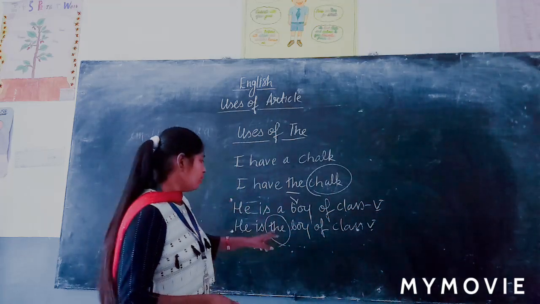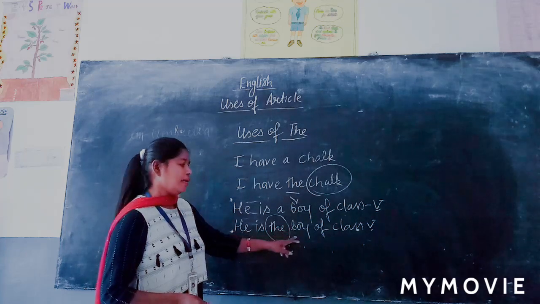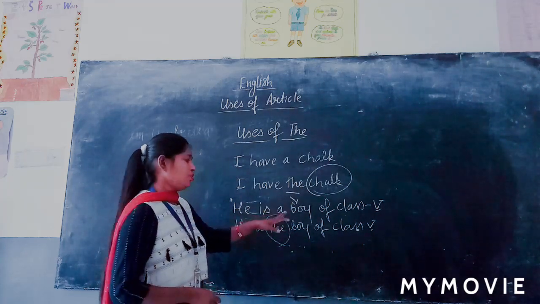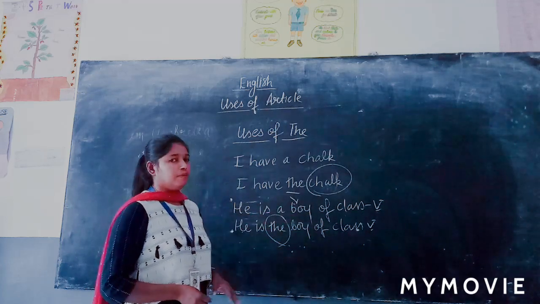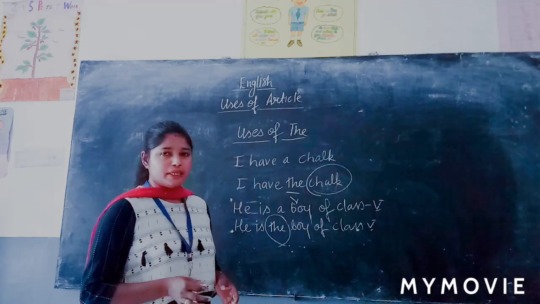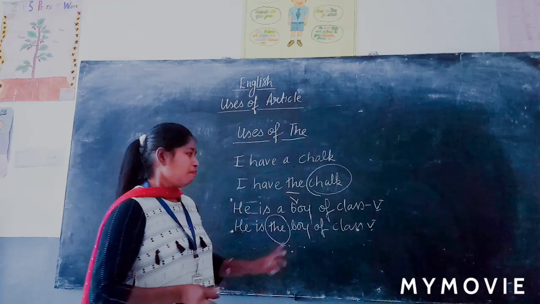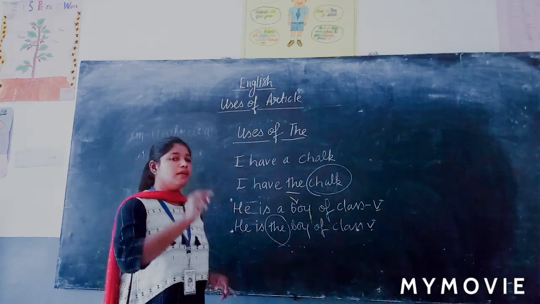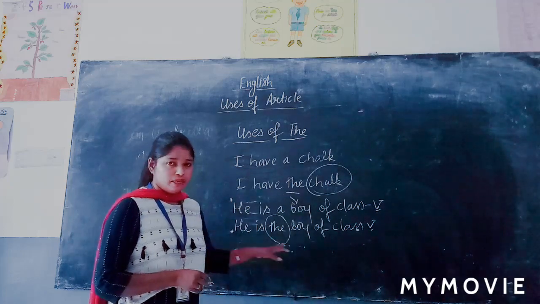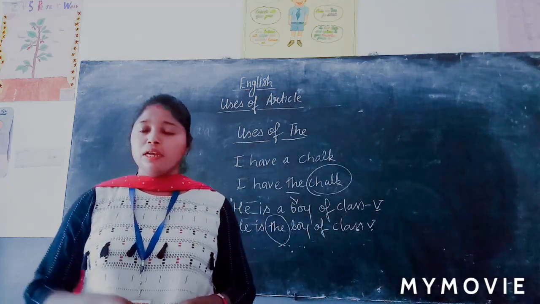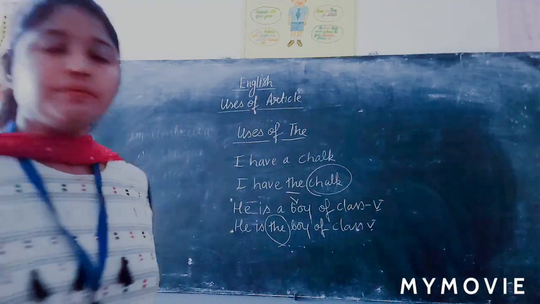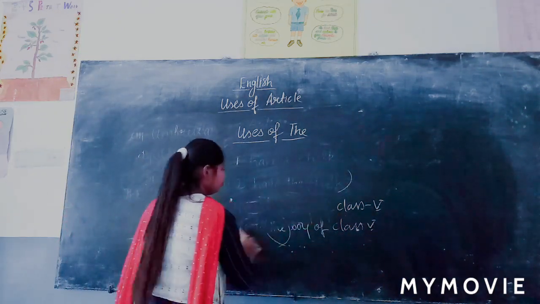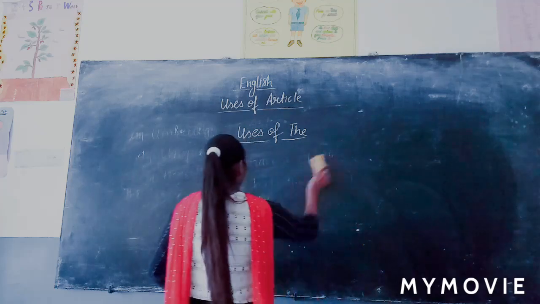Clear? The is used to describe a special person, but a is used to describe any common person. That boy can be anyone, but here that boy cannot be anyone. We are talking about the special boy. I hope you understand this. Now let us see when to use the and when not to use it.